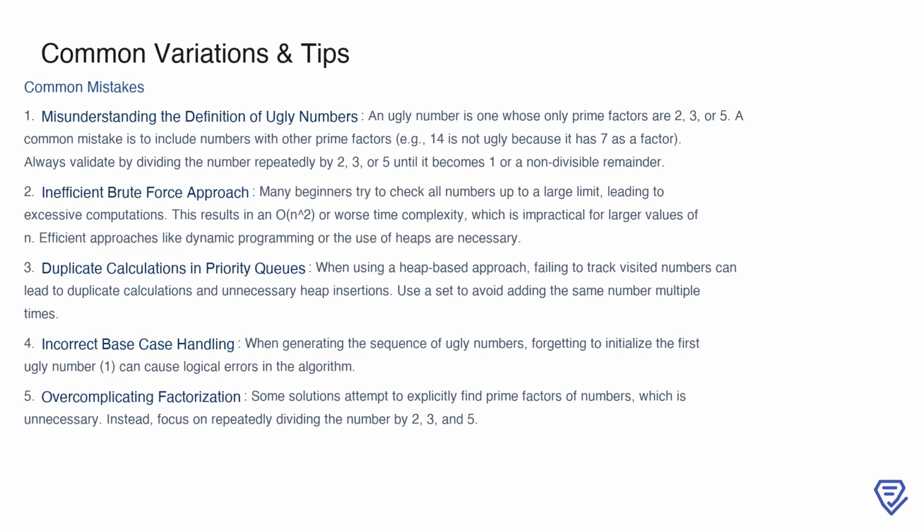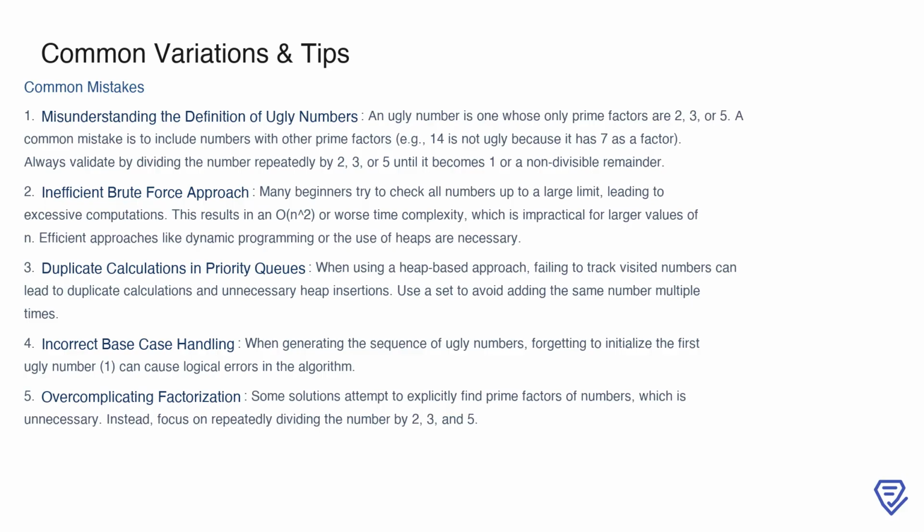To validate a number, you should repeatedly divide it by 2, 3, or 5 until it either becomes 1 or a remainder that cannot be divided further. Another frequent pitfall is relying on an inefficient brute force approach, which involves checking all numbers up to a large limit. This can lead to excessive computations, making the solution impractical for larger values of n.